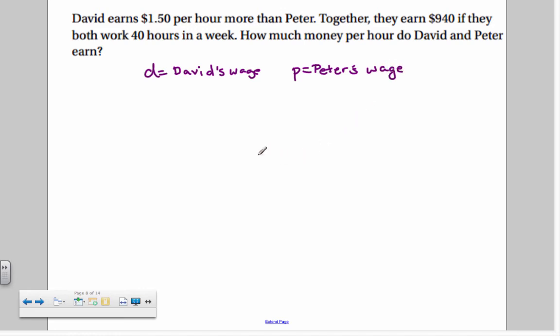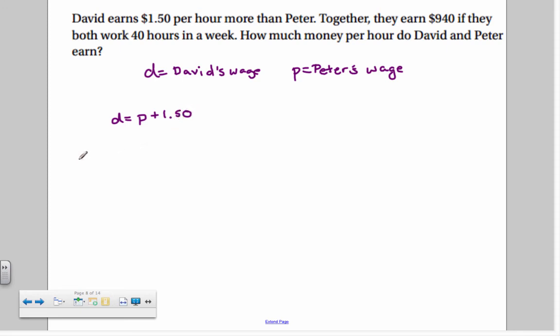Okay, so now that we know what our variables are going to be, let's go and try to write some equations. Going back to the problem, David earns $1.50 more per hour than Peter. So David's wage should equal Peter's wage plus $1.50. So in the end, D is equal to P plus 1.50, Peter's wage.